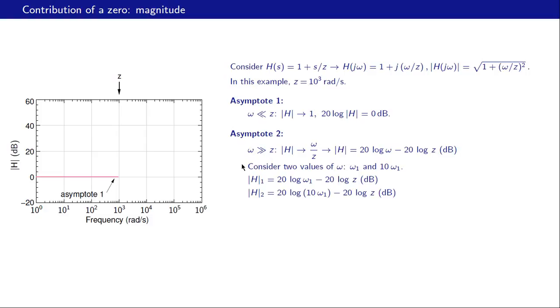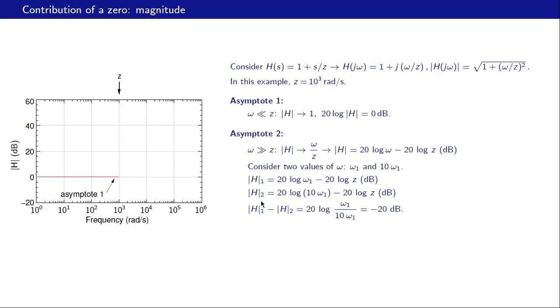We can also figure out the slope by considering two values of omega, namely omega 1 and 10 times omega 1, that is two values of omega which are 1 decade apart. Alright, now for the first omega value, that is omega 1, |H| in dB is 20 log omega 1 minus 20 log z from this equation. For the second value of omega, that is 10 times omega 1, |H| in dB is 20 log 10 omega 1 minus 20 log z. We will call this |H| in case 1, this one |H| in case 2.